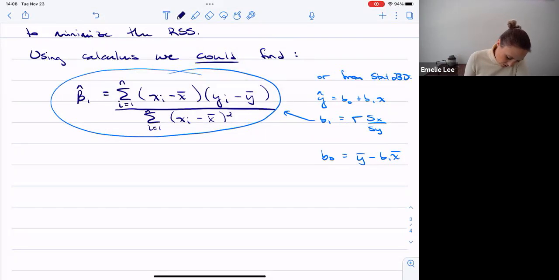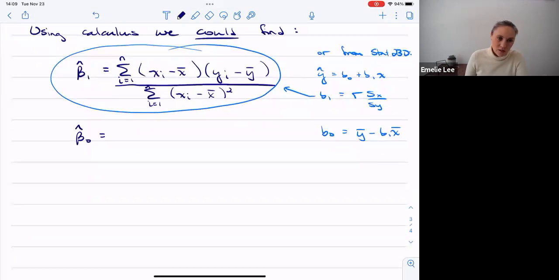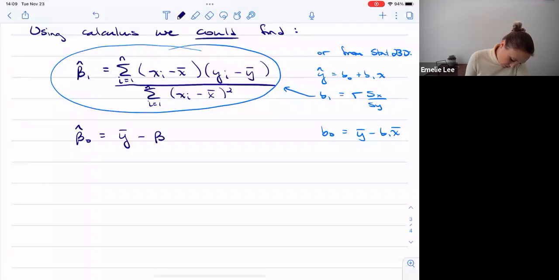Okay, and so beta naught hat relies on beta 1 hat. Remember, you have to find the slope before you can find the intercept. And we use y bar minus beta 1 hat x bar.